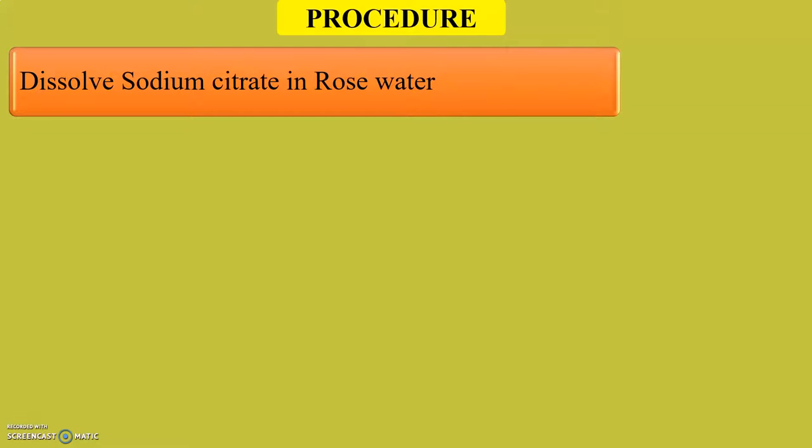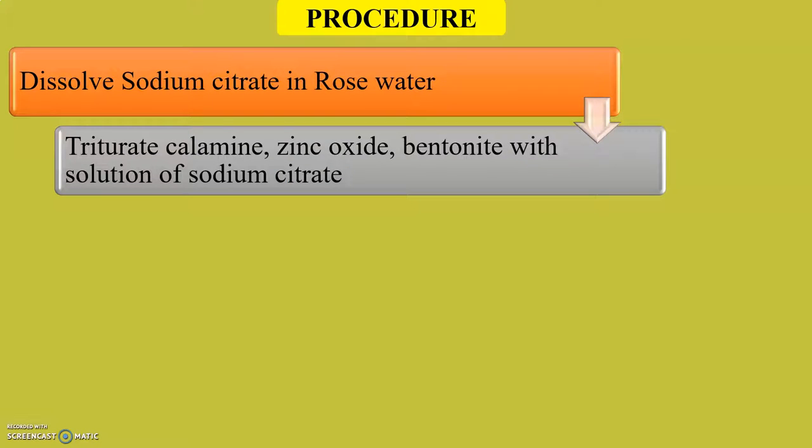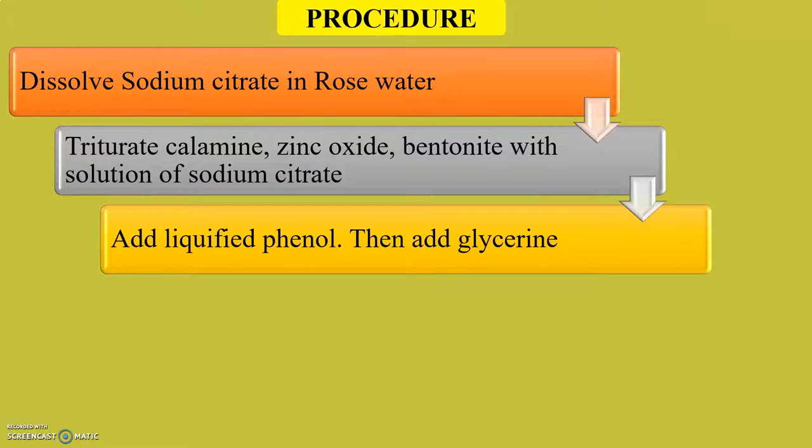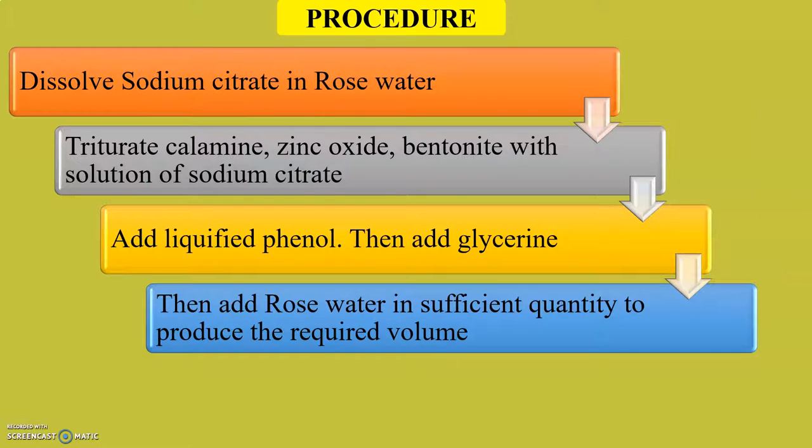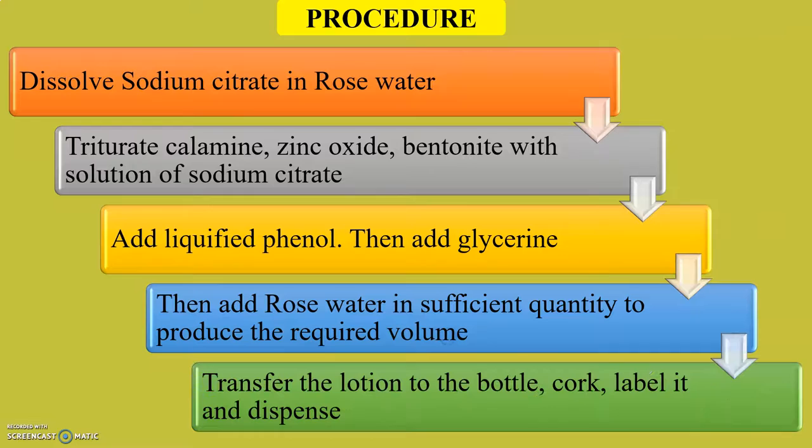Now let us see the procedure to prepare the calamine lotion. First step is to dissolve the sodium citrate in rose water in a beaker. Then in the mortar, triturate calamine, zinc oxide and bentonite with the solution of sodium citrate. Next step, add liquefied phenol to that. Then add the glycerin. Then add rose water in sufficient quantity to produce the required volume. And finally, transfer the lotion to the bottle, cork it, label, and dispense.